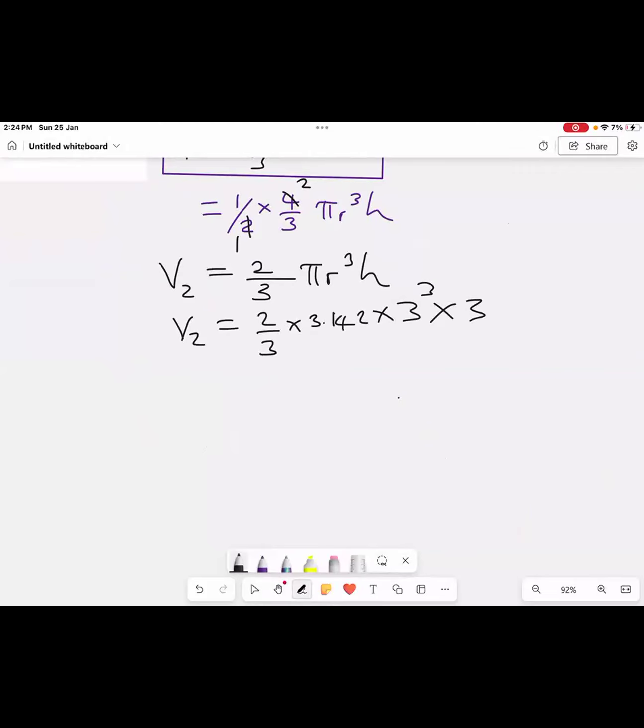I'm getting 169.67. Somebody can confirm that, please. I'm getting 169.66. Yeah, okay, that's fine, I round it off. So that's going to be centimeters cubed. So that's the volume of the hemisphere.